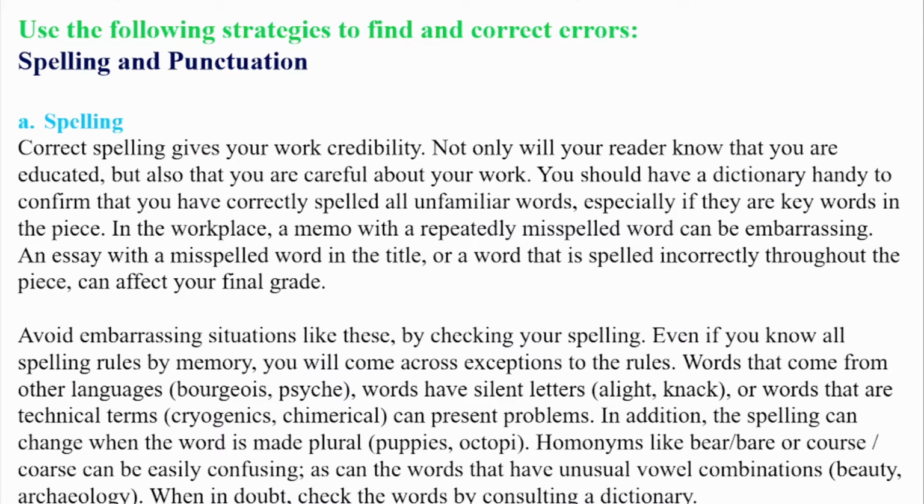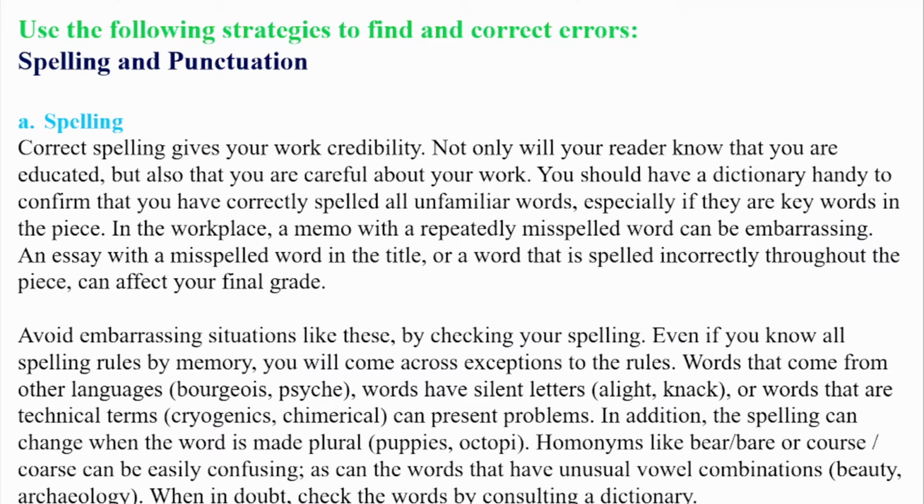Even if you know all spelling rules by memory, you'll come across exceptions to the rules. Words that come from other languages such as bourgeois, psyche, etc. Words with silent letters, alight, gnat, or words that are technical terms, cryogenics or chimerical can present problems. In addition, the spelling can change when the word is made plural. For instance, puppies, octopi, etc.